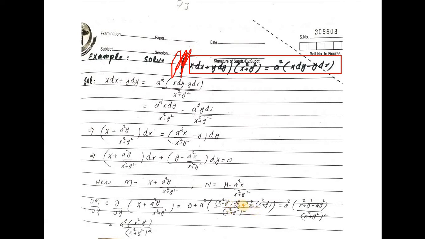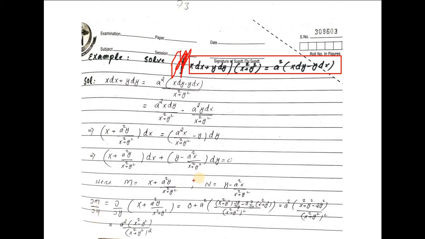So x square plus y square, this is x square plus y square. del y over del y is 1, and the partial derivative of x square plus y square with respect to y is 2y. So 2y and 2y is equal to minus 2y square. Simplifying, this is the value of del m over del y.